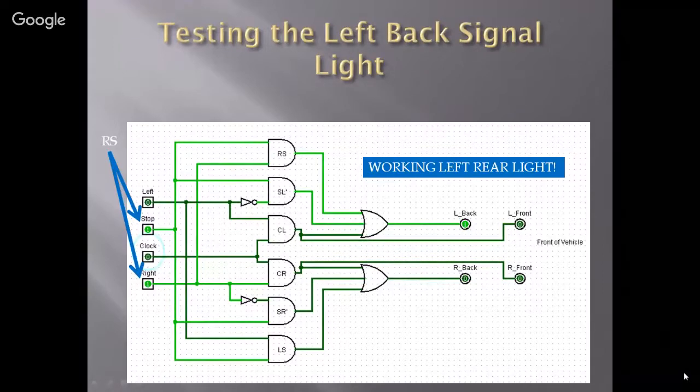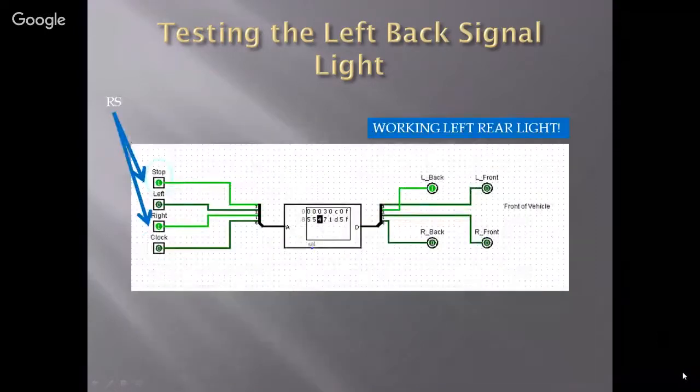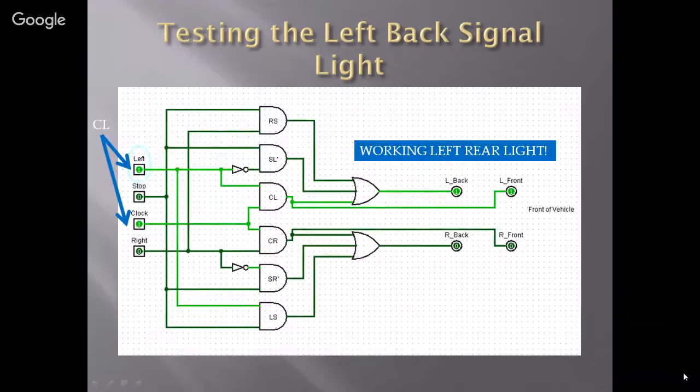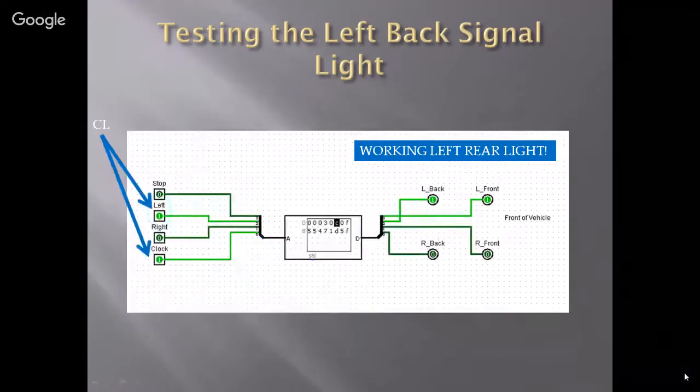Here we see that the inputs of R and S do in fact cause the left back signal output to be high. Same output with the ROM. Here we test the CL inputs on the gates and see that the CL inputs do cause the left back signal output to be high. This also causes the left front output to be high as expected. And we see the same output with the ROM.